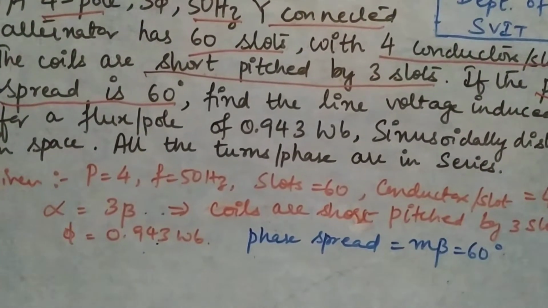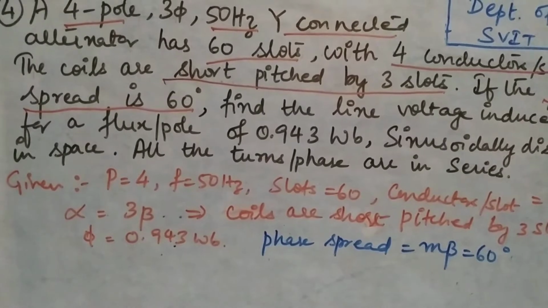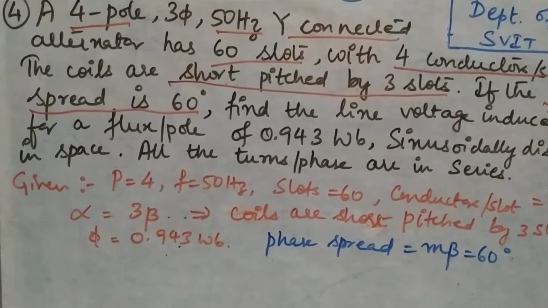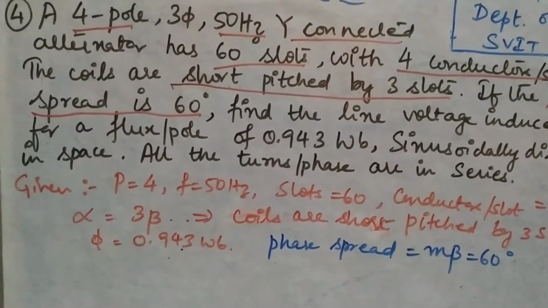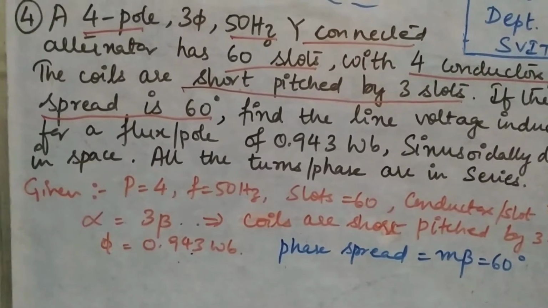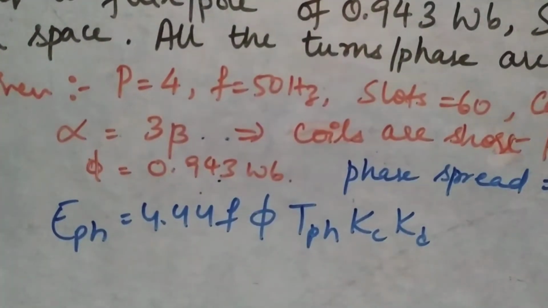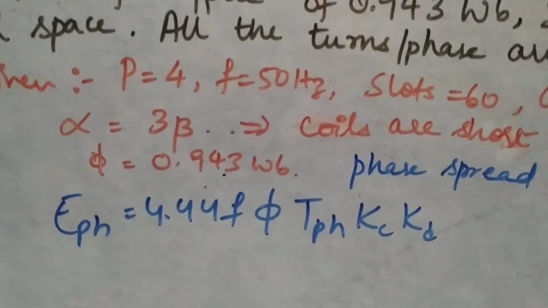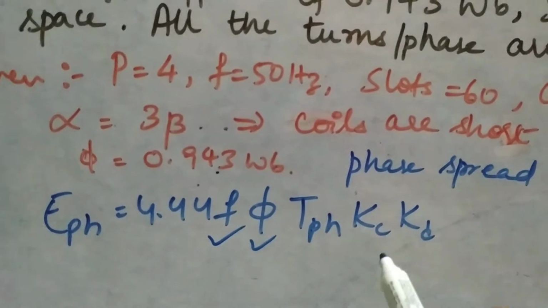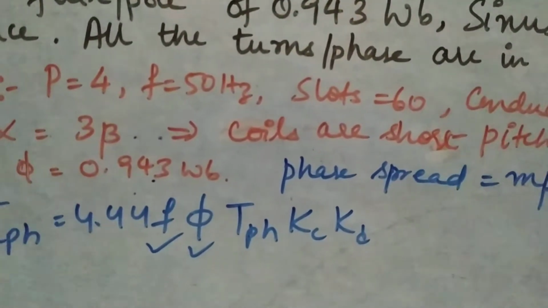So let us recall the EMF equation of an alternator to solve for this line voltage. Before we solve the line voltage, we should find the phase voltage, because the EMF equation is expressed in terms of a phase. So first we will find E phase. Recall the formula: E phase is equal to 4.44 F psi T phase Kc Kd. Frequency is given, flux is given. Now we need to find the value of Kc.